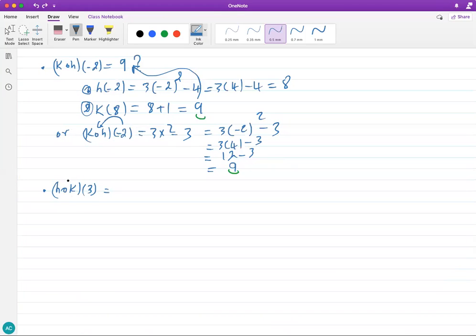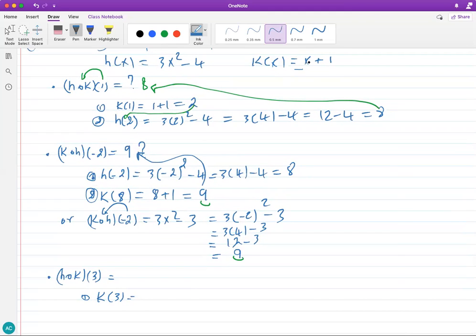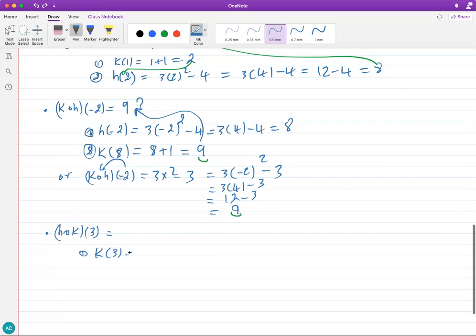Okay, what do you do again first to evaluate this? 2 steps. What's the first one? K of 3. That's right. Let's evaluate the closest one to the number. Evaluate that. Whatever we get from here, we're going to plug into the H. So K of 3. Again, K is here. So we're going to plug 3 here. K of 3, 3 here will be 3 plus 1. It's 3 plus 1, which is 4.